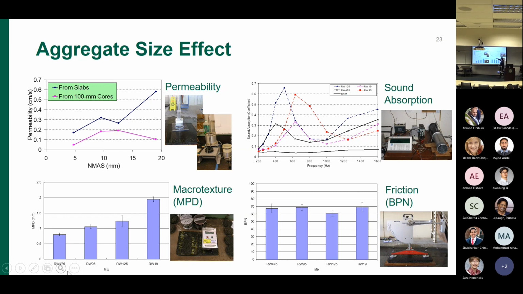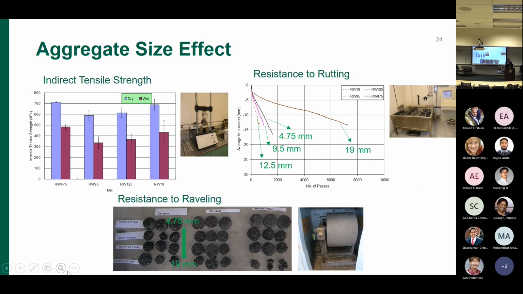While with the reduction of the aggregate size, we see that the peak absorption coefficient is reduced. And in terms of the effect on strength of the mix, the reduction of the aggregate size can increase the tensile strength, in terms of the resistance to rutting, and also in terms of the resistance to the combined effect of moisture and repeated traffic loads.